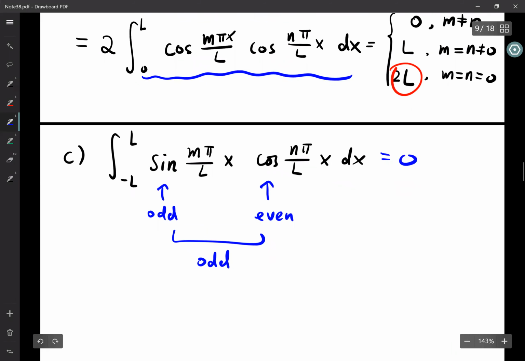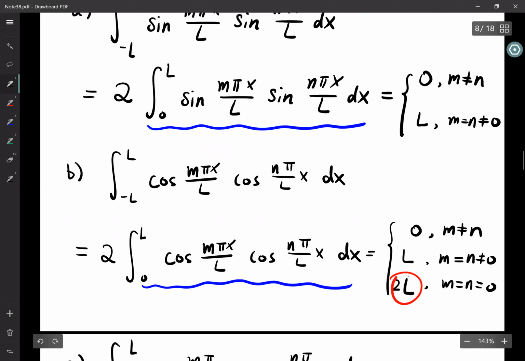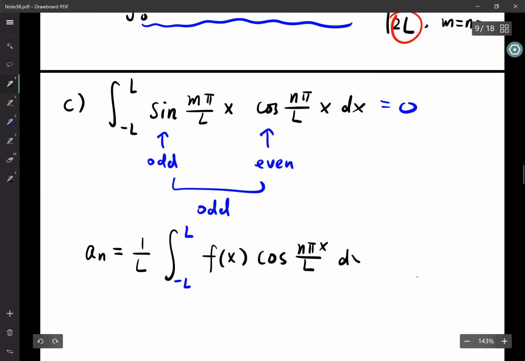So indeed, B is an orthogonal set, and we have computed their normalization constants here as well. Now I can just use what we had before. So this is 1 over L, not the 2 over L anymore. This is from minus L to L, not from 0 to L anymore. This is cosine n pi x over L dx, where n is from 0.